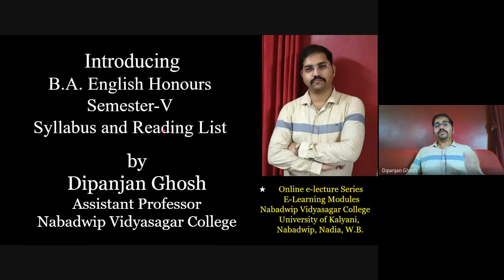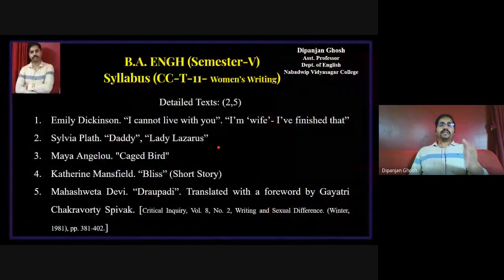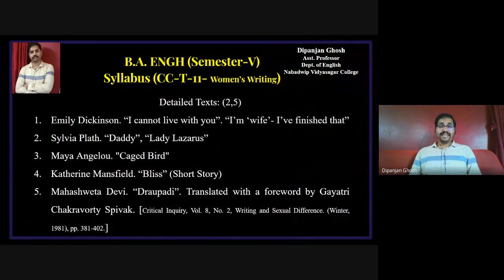So let us see what are the texts that are in your syllabus for this semester and how this will be completed. Now you see that it is semester 5, and I am taking the syllabus for CCT1, that is theory paper 1, and the name of the paper is Women's Writing. In this paper also, just like the previous 4 semesters, you will face some detailed texts and some non-detailed texts. As you know, the questions from the detailed texts will consist of 2 and 5 marks, and for non-detailed text, you will face 10 marks questions.